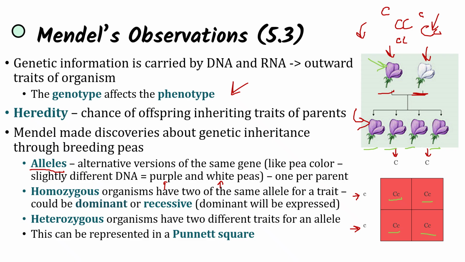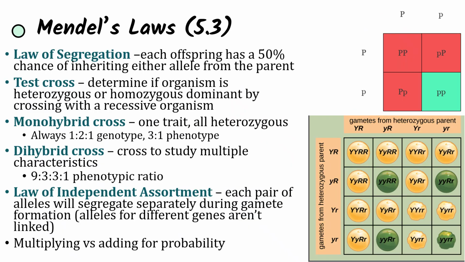And now Mendel also came up with some laws that explain the Punnett square, which we'll take a look at now. So now discussing Mendel's laws, we'll start with the law of segregation, which states that each offspring has a 50% chance of inheriting either allele from the parent. And the alleles segregate, they separate, meaning there's a 50% chance for the offspring to inherit this dominant allele and a 50% chance for the offspring to inherit this recessive allele. And this goes for both parents, and that's why the Punnett square works this way.